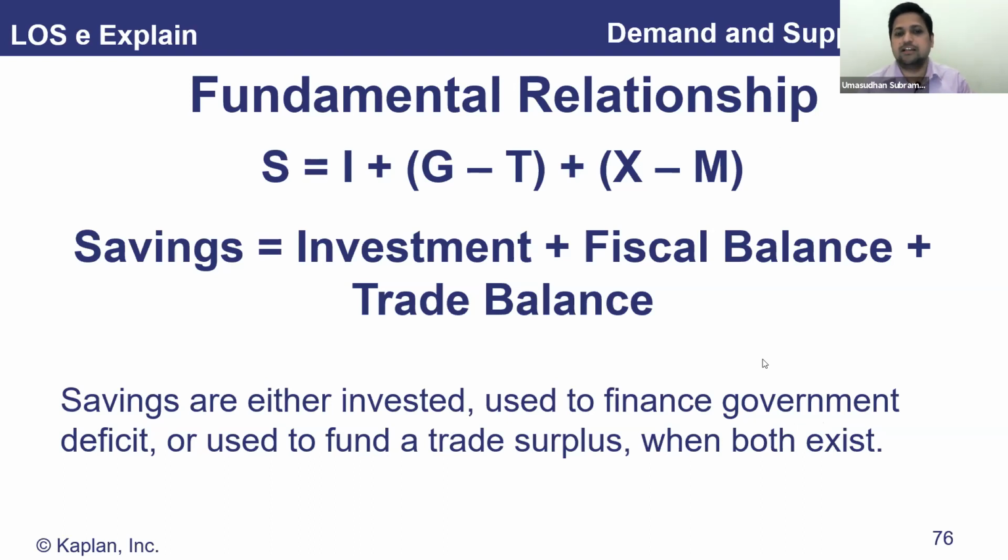Right, so there's a question here. What if G minus T becomes negative? That means that government is lending money to households. That's what it means. If your households have shortages, that becomes the government lending money to households. So that's what it means.